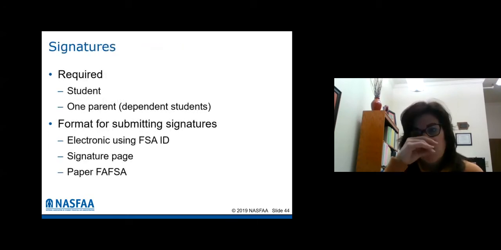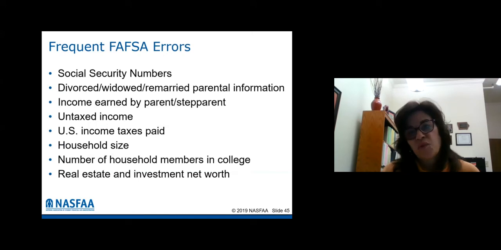Signatures that are required, again, we'll have one parent signature and the student signature. So again, you're going to use that FSA user ID and password for the student, and then one for the parent, and so sign and submit your FAFSA. This is where I want to spend the majority of time.